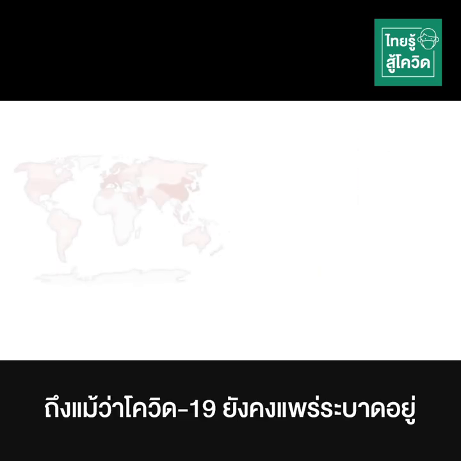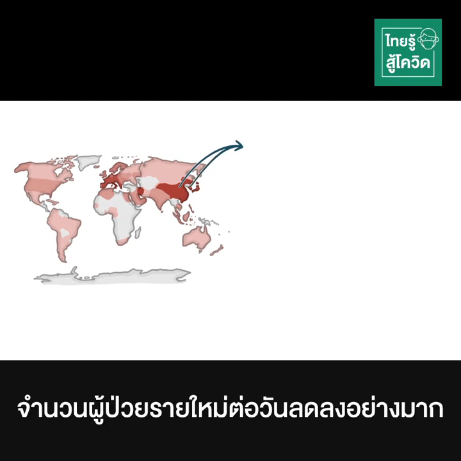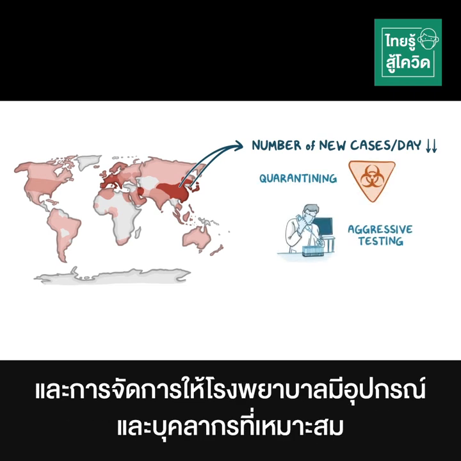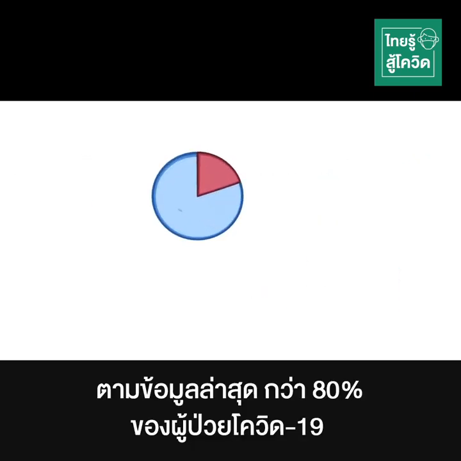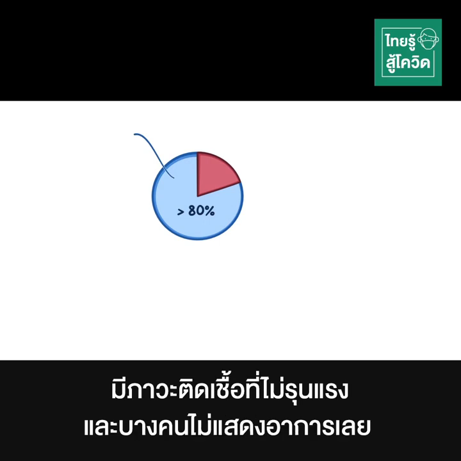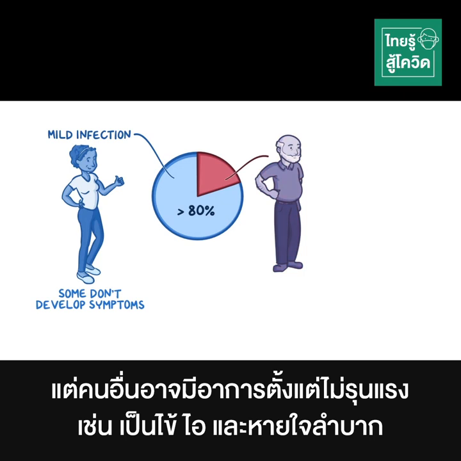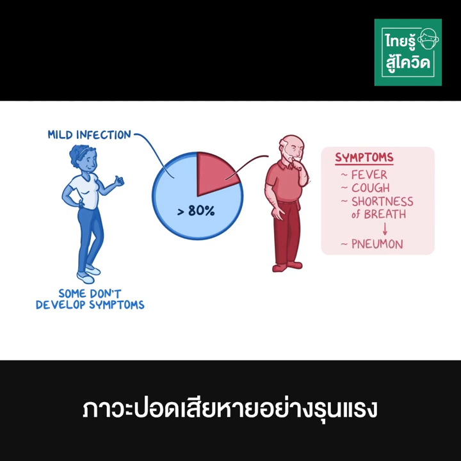Now, although the COVID-19 pandemic is still ongoing, the good news is that in China, and also in South Korea, the number of new cases per day has dropped off, largely due to aggressive public health measures like quarantining, aggressive testing, and ensuring hospitals have the right equipment and staffing. Based on the current data, over 80% of the patients with COVID-19 have a mild infection, and some people don't develop any symptoms at all. Others can develop symptoms that range from pretty mild, like fever, cough, and shortness of breath, all the way to serious problems, like pneumonia.